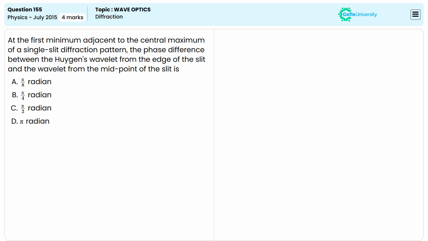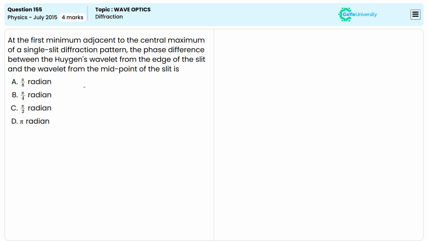At the first minimum adjacent to the central maxima of the single slit diffraction pattern, what is the phase difference between the Huygens wavelet from the edge of the slit and the wavelet from the midpoint of the slit? Okay, we'll draw the diagram here.